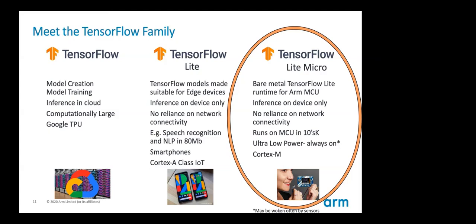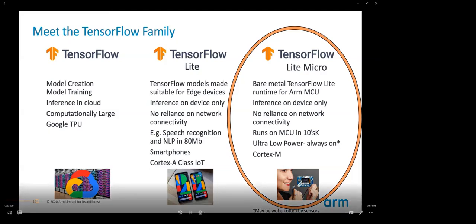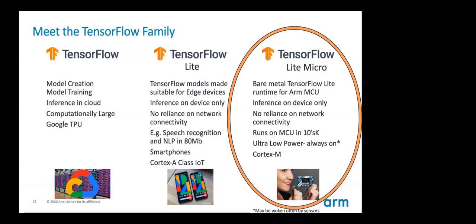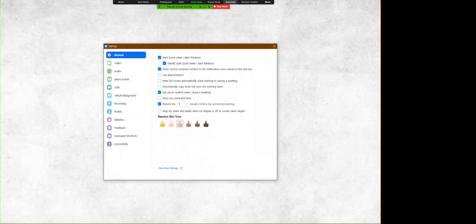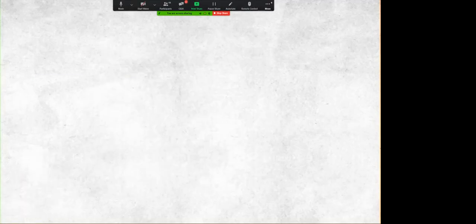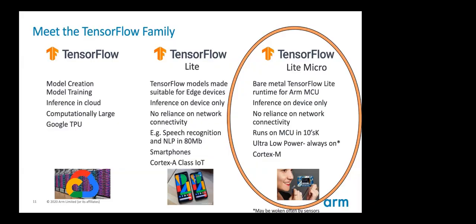TensorFlow Lite for microcontrollers takes the efficiency to another level, targeting extremely low-power devices like the Cortex-M series, and these microcontrollers with just kilobytes of memory. By running machine learning inferences on microcontrollers, developers can now add AI to a vast range of hardware devices, and they're not reliant on network connectivity, which is often subject to bandwidth and power constraints.